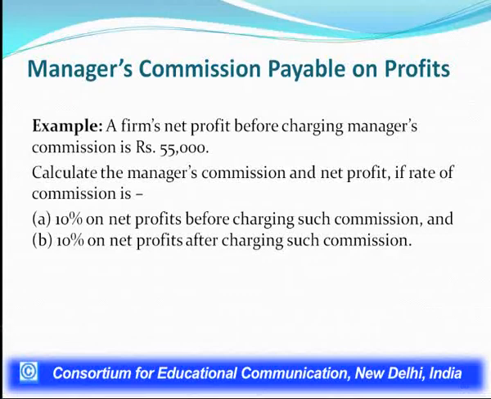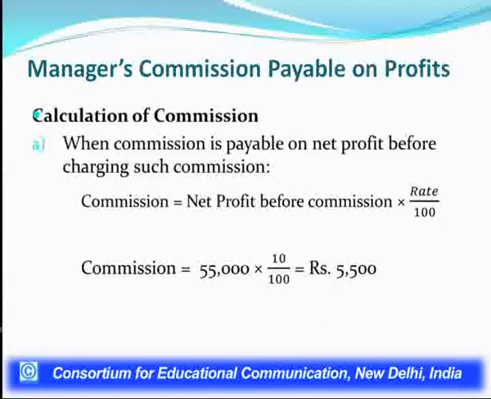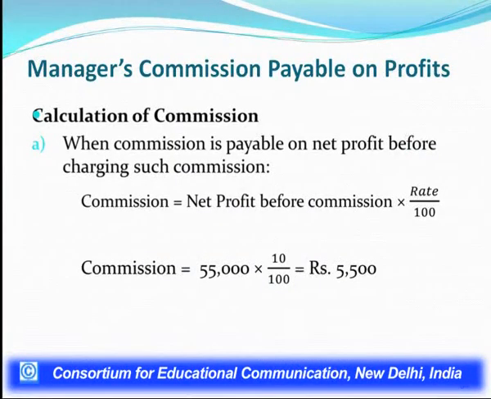So in case of the first language, 10% on net profit before charging such commission, the net profit before commission is already available, 55,000. So we can calculate net profit before commission into rate over 100, as the formula was already told to you. The commission is equal to 55,000 into 10 over 100. So the commission payable to the manager will be 5,500. It will be shown on the debit side of the profit and loss account, and the net profit after commission in that case will be 55,000 minus 5,500, 49,500.